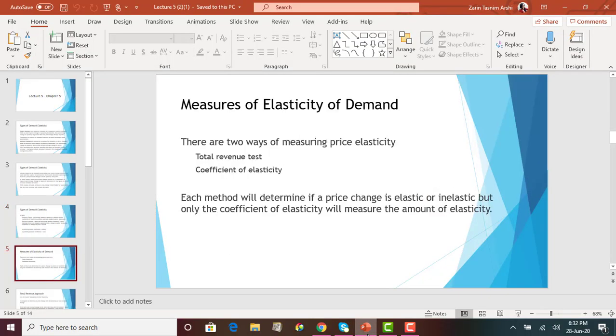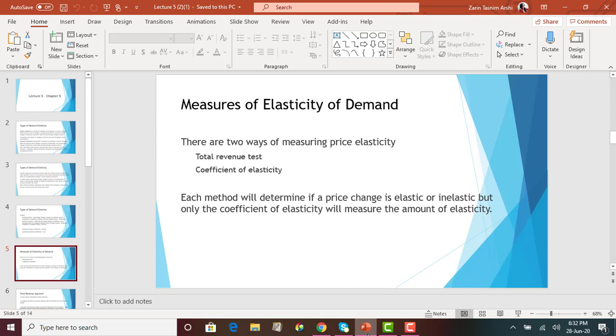Now there are two methods to calculate price elasticity of demand. The first one is called the total revenue test. The second one is called the coefficient of elasticity. We are going to look into both of them, and these are very important. You need to know each method will determine if a price change.